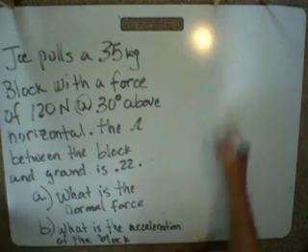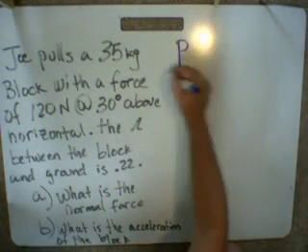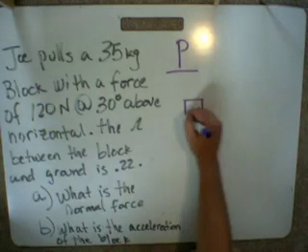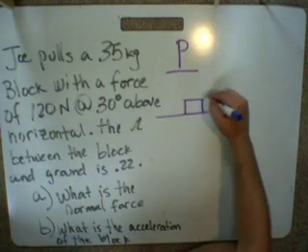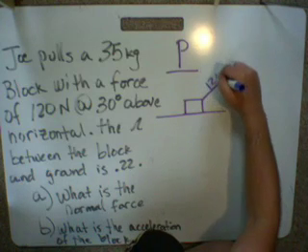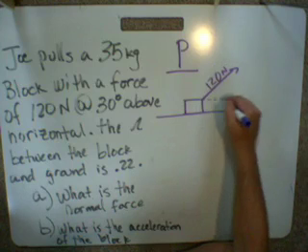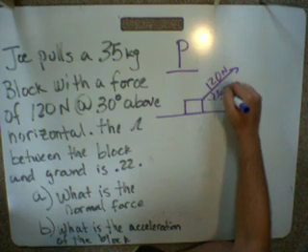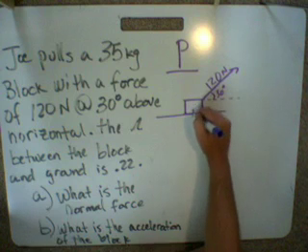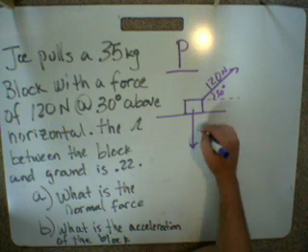So let's take a look here. We want to always start out with a picture. So I have a block on the ground, and I have Joe pulling it with a force of 120 newtons at an angle that is 30 degrees above the horizontal. We always have the force acting due to gravity.